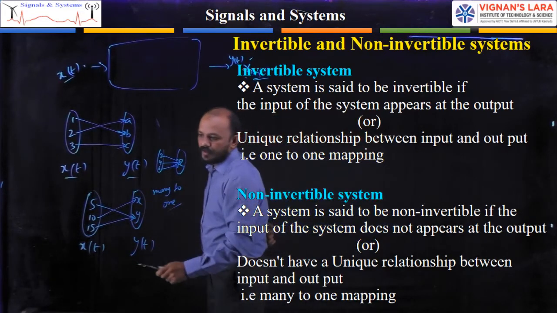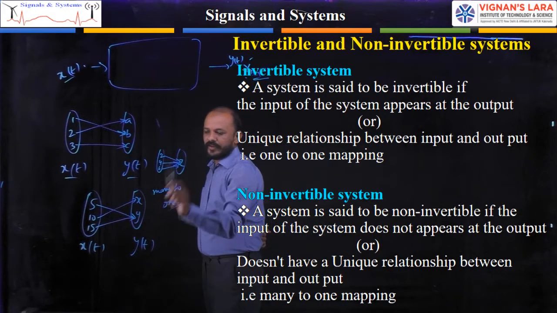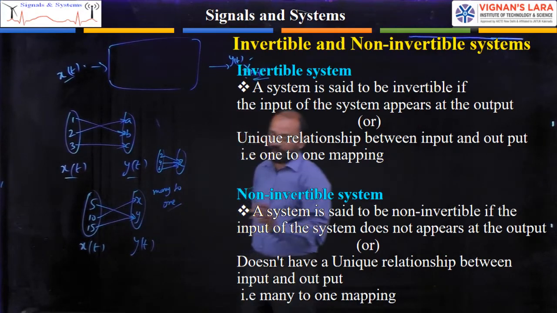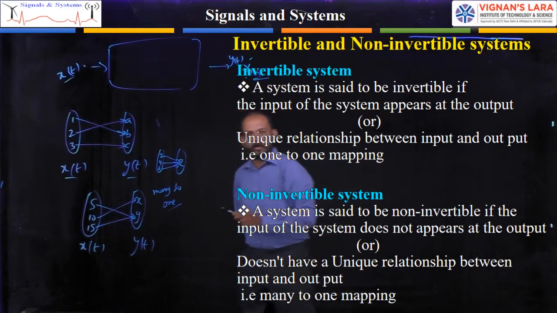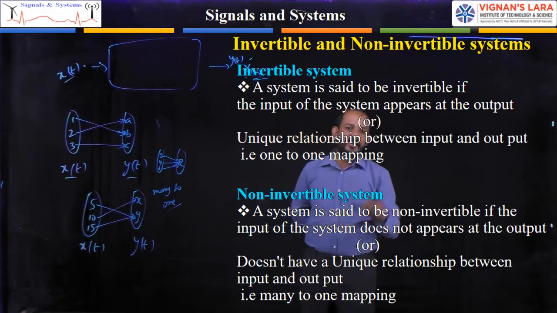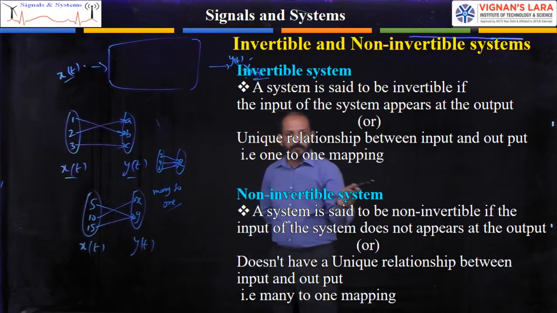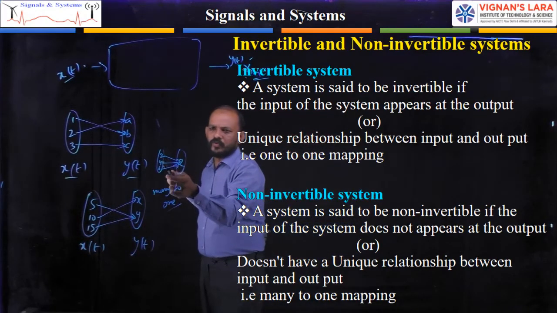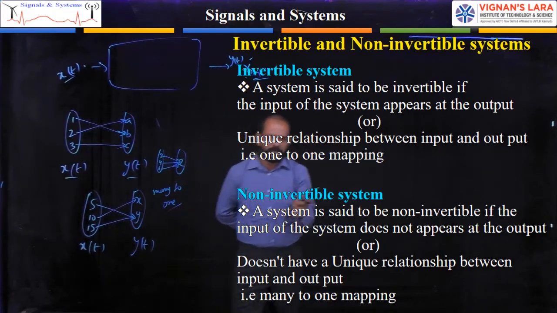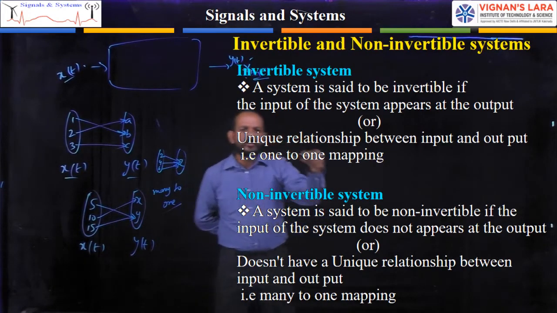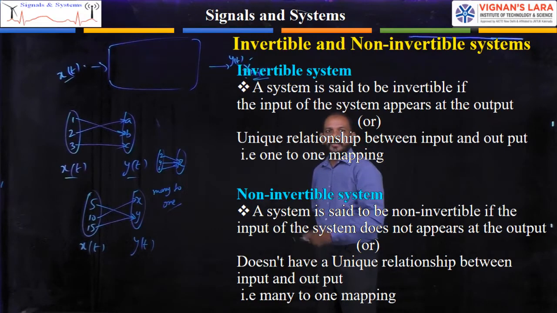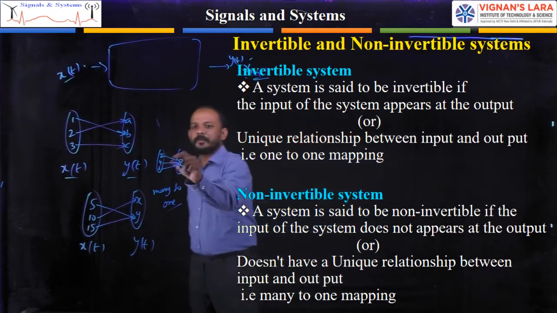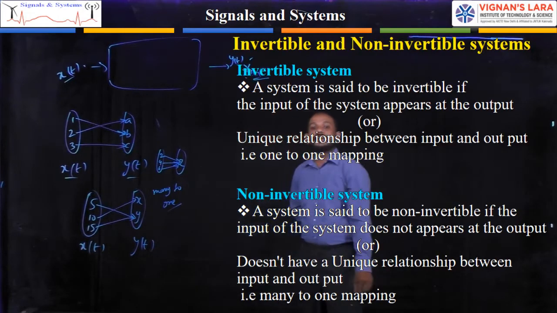Coming to this one, if the input is 5, the output is y. Input is 10, output is x. Again input is 15, output is y. That is, for 5 and 15 the output is y, so for different inputs we are getting the same output. That is, there is no unique relationship between input and output. Or take this one, 2, 4, 6 all are mapped to z. That is many to one mapping. For 3 different inputs I am getting the same output. So whenever we don't have a unique relationship between input and output, we can say the system is non-invertible.